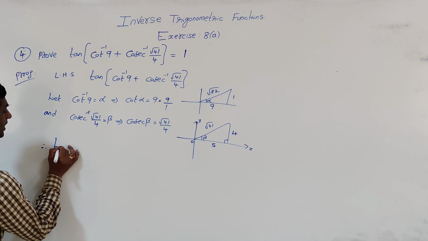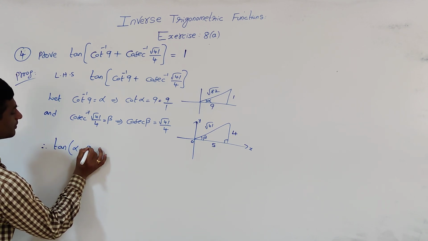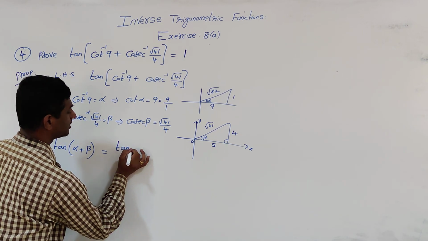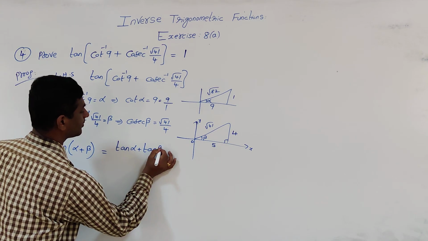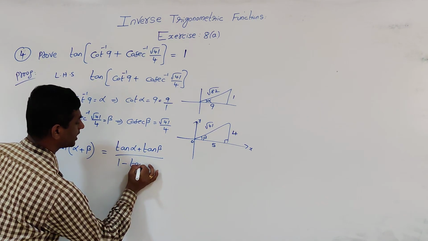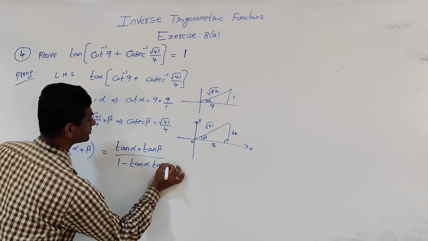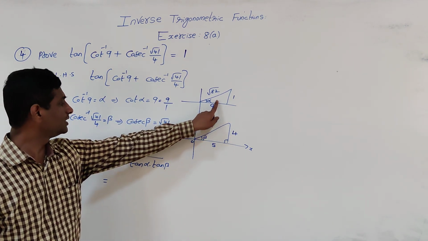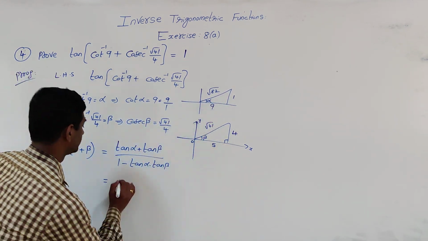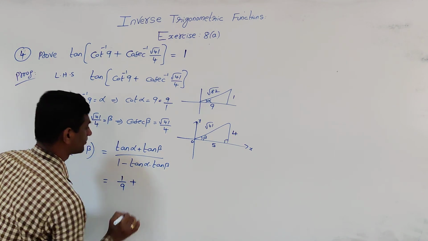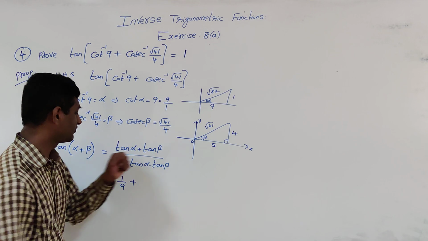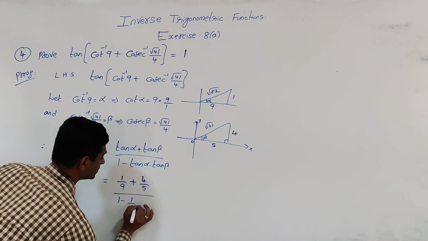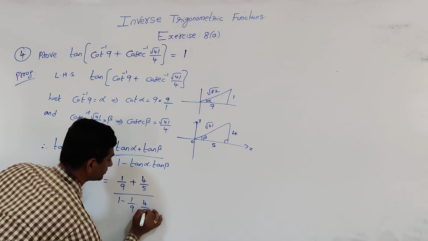So it reduces to tan of alpha plus beta. But what is tan of alpha plus beta? We can expand it: tan alpha plus tan beta by 1 minus tan alpha into tan beta. So what is tan alpha? From the right angle triangle, tan alpha is 1 by 9, plus tan beta is 4 by 5, by 1 minus 1 by 9 into 4 by 5.